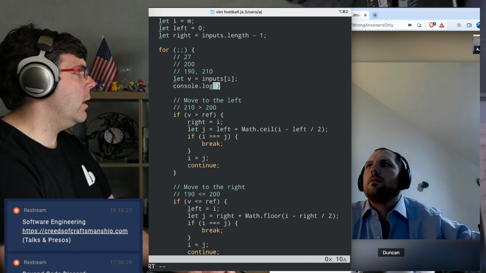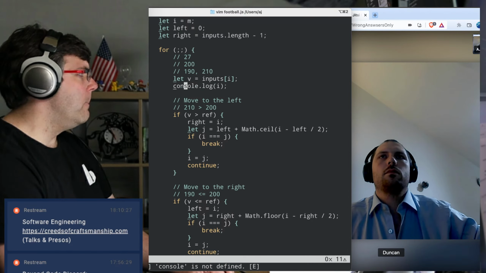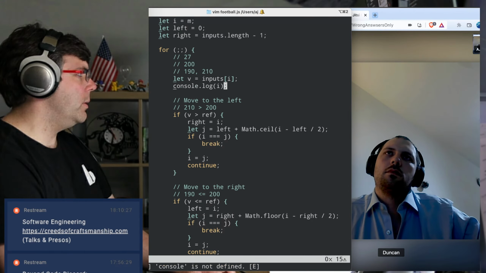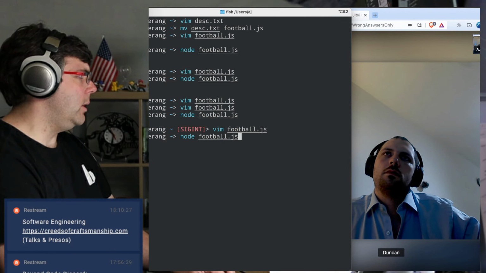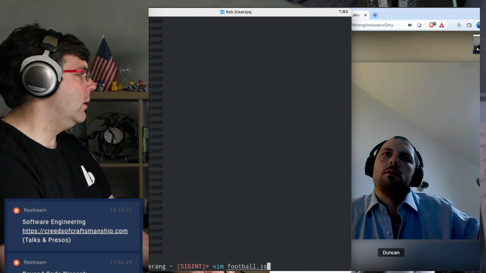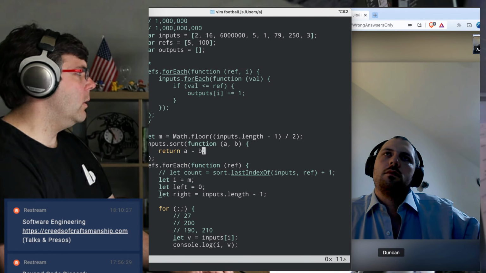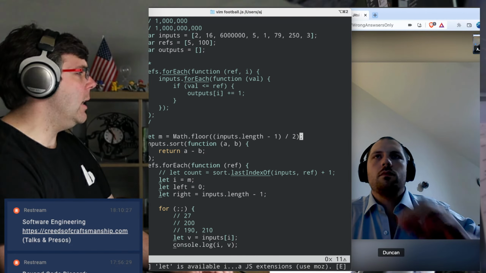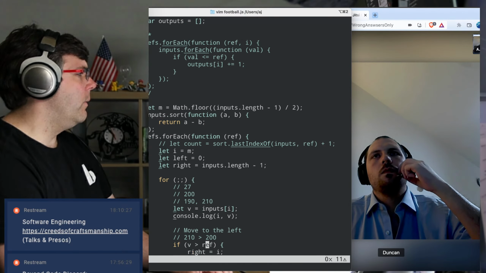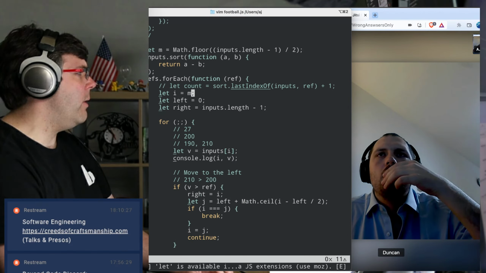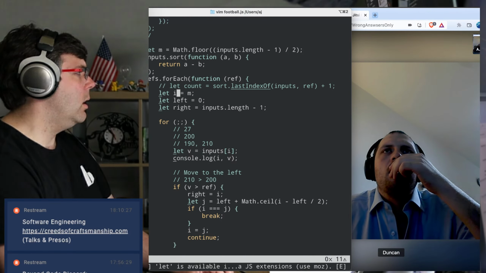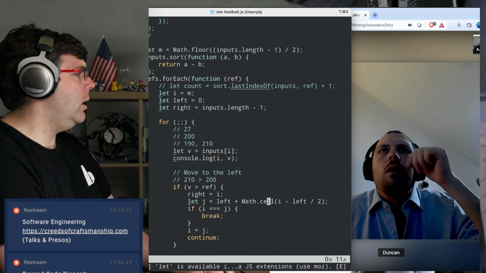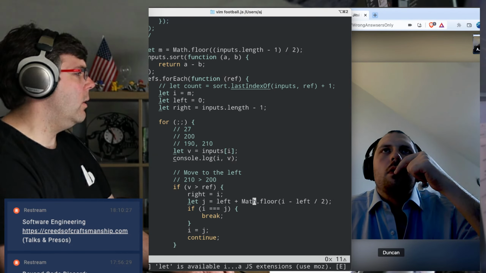Okay, console.log I, oops, and V. Let's just see what this says. Okay, undefined. So 8. Let's see, 0, 1, 2, 3, 4, 5, 6, 7. So somehow I got my length off. I'm not really clear on how that happened. So if I is equal to M, oh, maybe this does need to be... M is the middle.